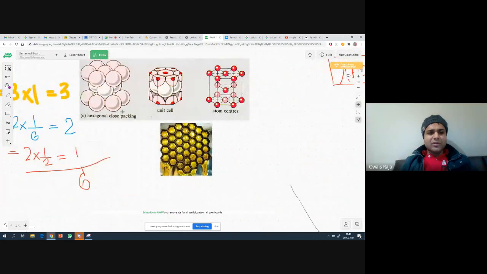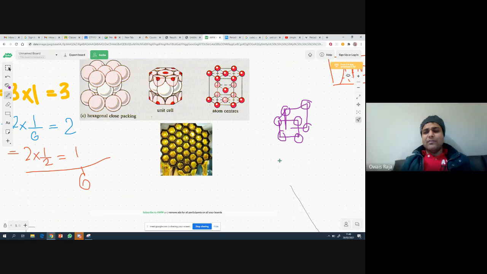Now, the hexagonal close pack is the strongest structure. The reason is that it gives you the maximum packing factor as well. So if you have balls and you want to arrange them in a certain format, if you put them in a cubic form, there will be a lot of empty space in the middle.